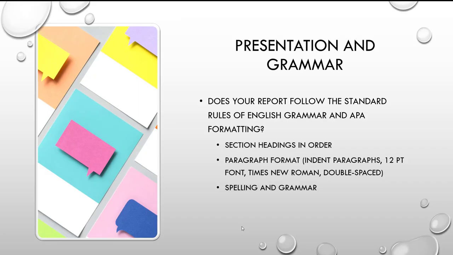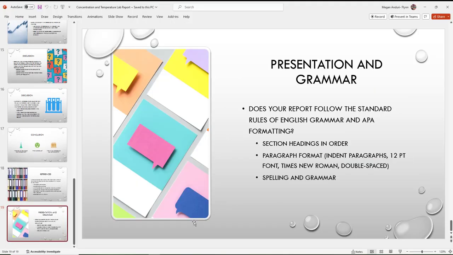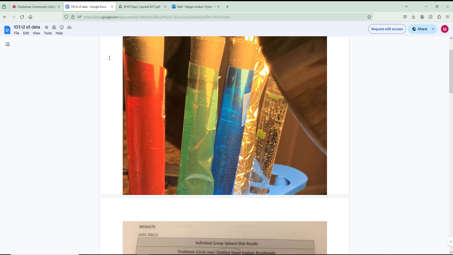Everything should be in paragraph format, so it's not in bullet points or anything like that. Make sure you indent your paragraphs and you're following the normal how-to-write-an-essay format with 12-point font. You don't have to use Times New Roman, but it should be something similar, double spaced. Make sure you use spell check and grammar. Read it, proofread it, that kind of thing. Okay. And then once you are all ready to submit, don't forget to grade your paper, okay?